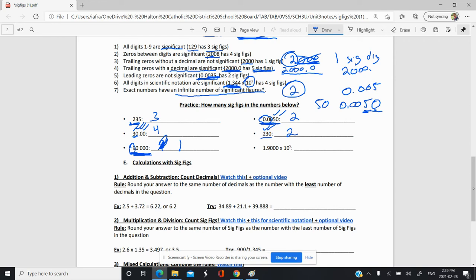And then finally here we have scientific notation over here. Remember, all digits in scientific notation are significant. So we have 1, 2, 3, 4, 5 significant digits over here.